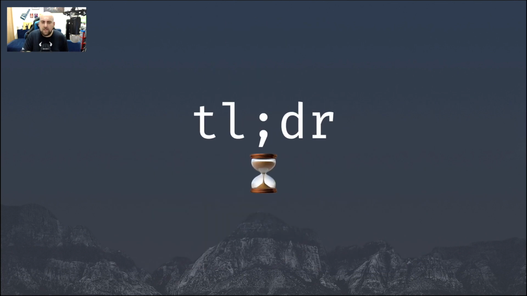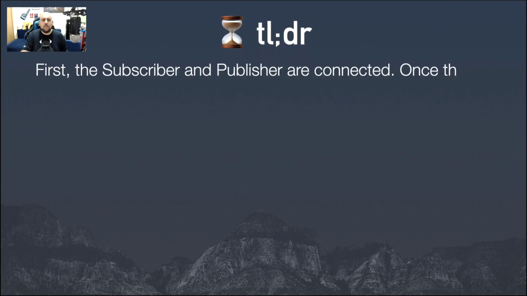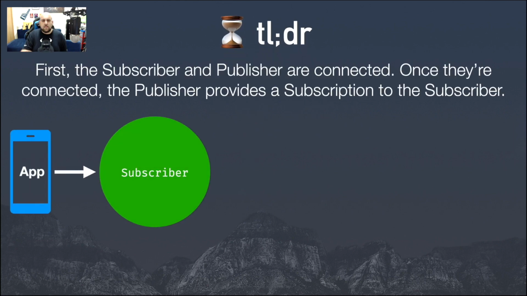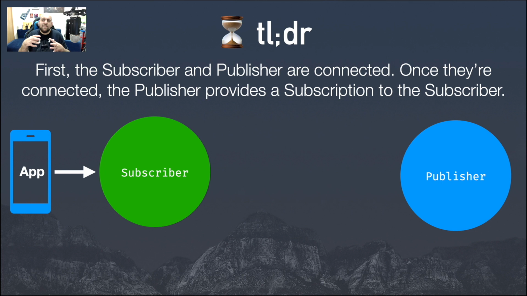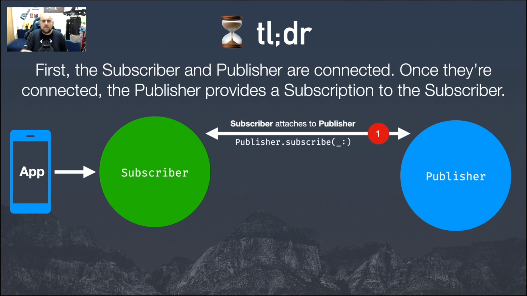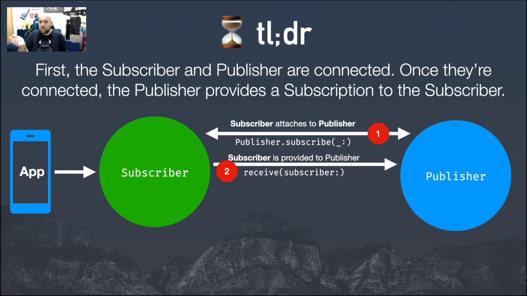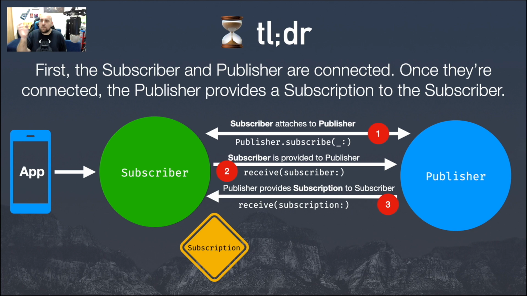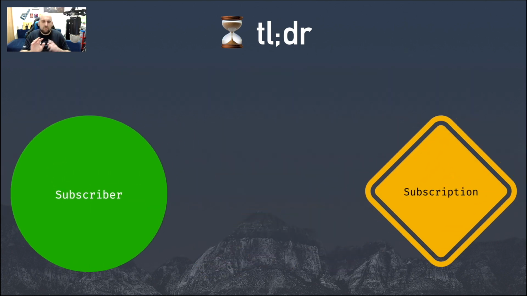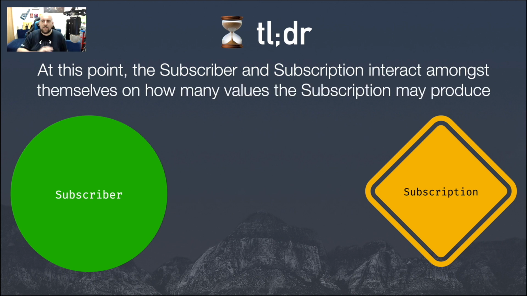To kind of summarize this theoretical section, we have a subscriber and a publisher that are attached to each other. Once they are connected, the subscriber is provided to the publisher using this receive subscriber method. The publisher creates this subscription thing to represent the connection between them and sends it off to the subscriber. From that point, the publisher is basically out of the picture, and the subscriber and the subscription talk amongst themselves.